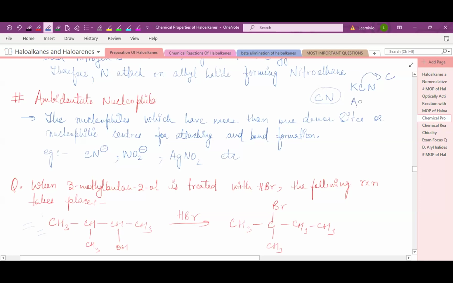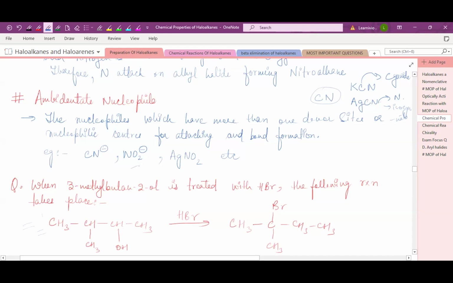And if it is with AgCN, silver cyanide, here the attack will be from the nitrogen side, and it will form isocyanide. When the attack is from the carbon side, it will form the cyanide. So that's the ambidentate nucleophile. One nucleophile can attack from more than one site, so the nucleophilic center or donor site is more than one.